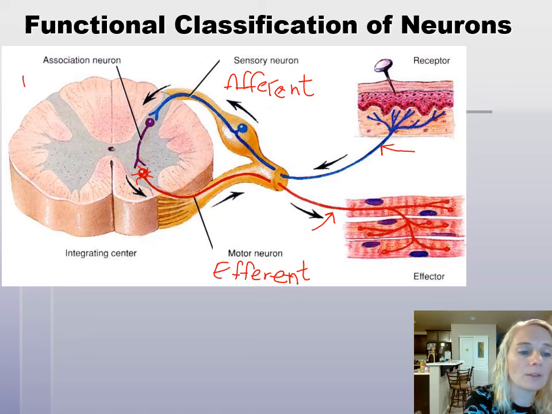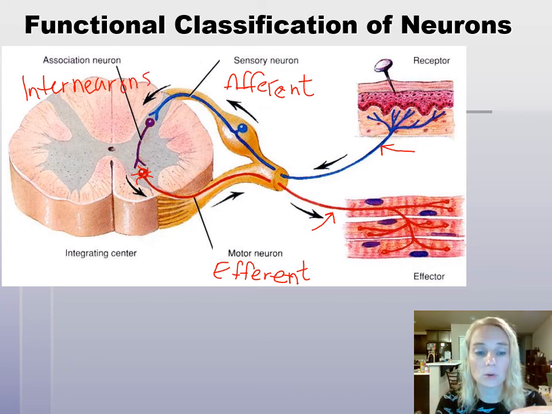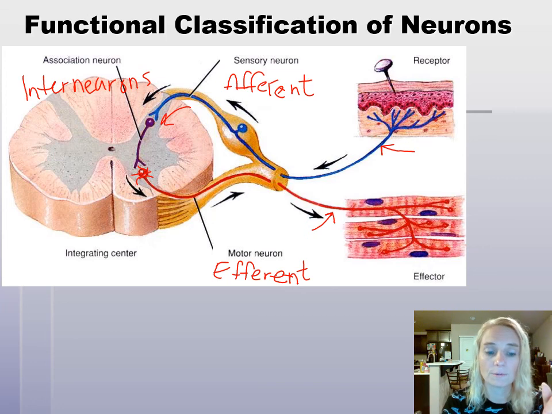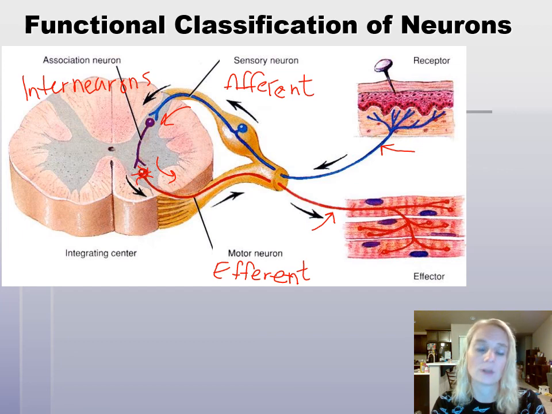And then we have others in between. You have two names for this as well. You can call them association neurons because they associate between the sensory information coming in and the motor information going out. Or sometimes they're called interneurons because they're in between the sensory information coming in and the motor communication going out. So those are our functional classifications of neurons.